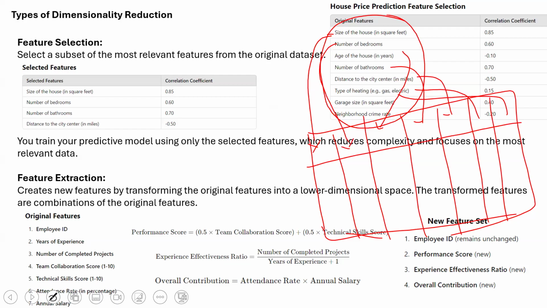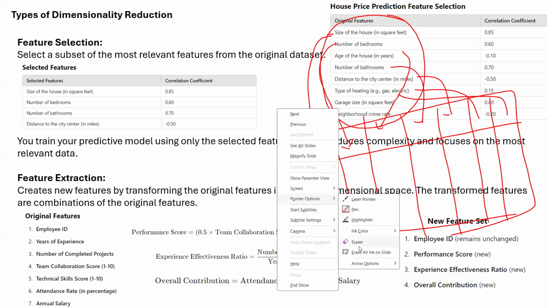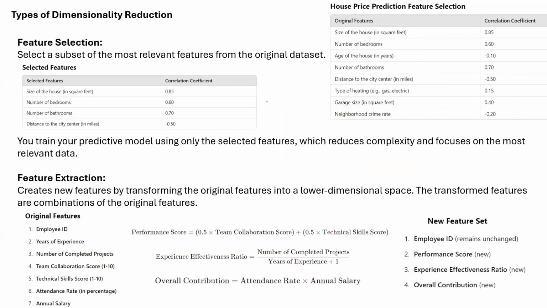We try to find the correlation coefficient of different dimensions, and then we will come up with the topmost correlation coefficient features. If you consider these as the correlation coefficients of different features, and I have to select only four dimensions out of these eight, I'll rearrange the correlation coefficients in descending order and choose only the top four.